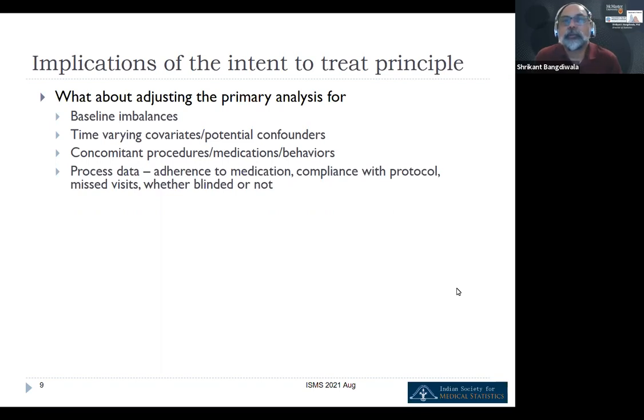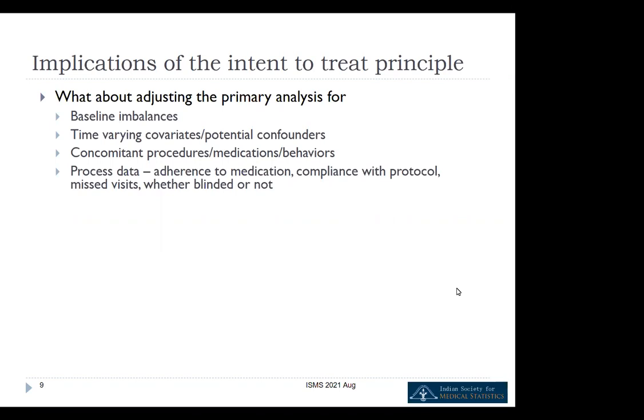And what if they don't comply? Your staff did not comply with the protocol, or the subjects did not adhere to the medication. They missed the visits. Somebody got unblinded and found out what they were doing. What do we do with these sorts of things? Do we include them? Many people do that, and those are considered secondary analyses, okay?